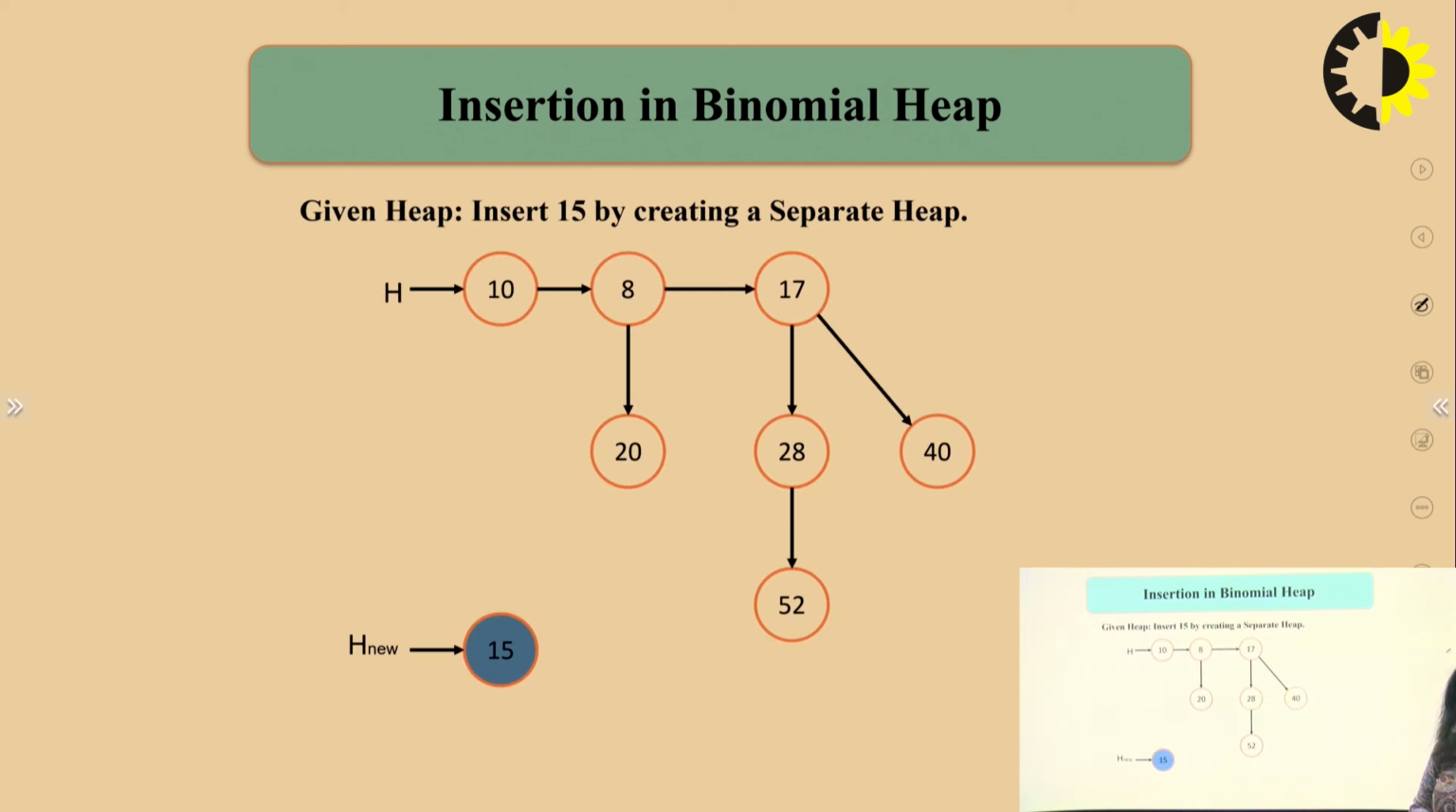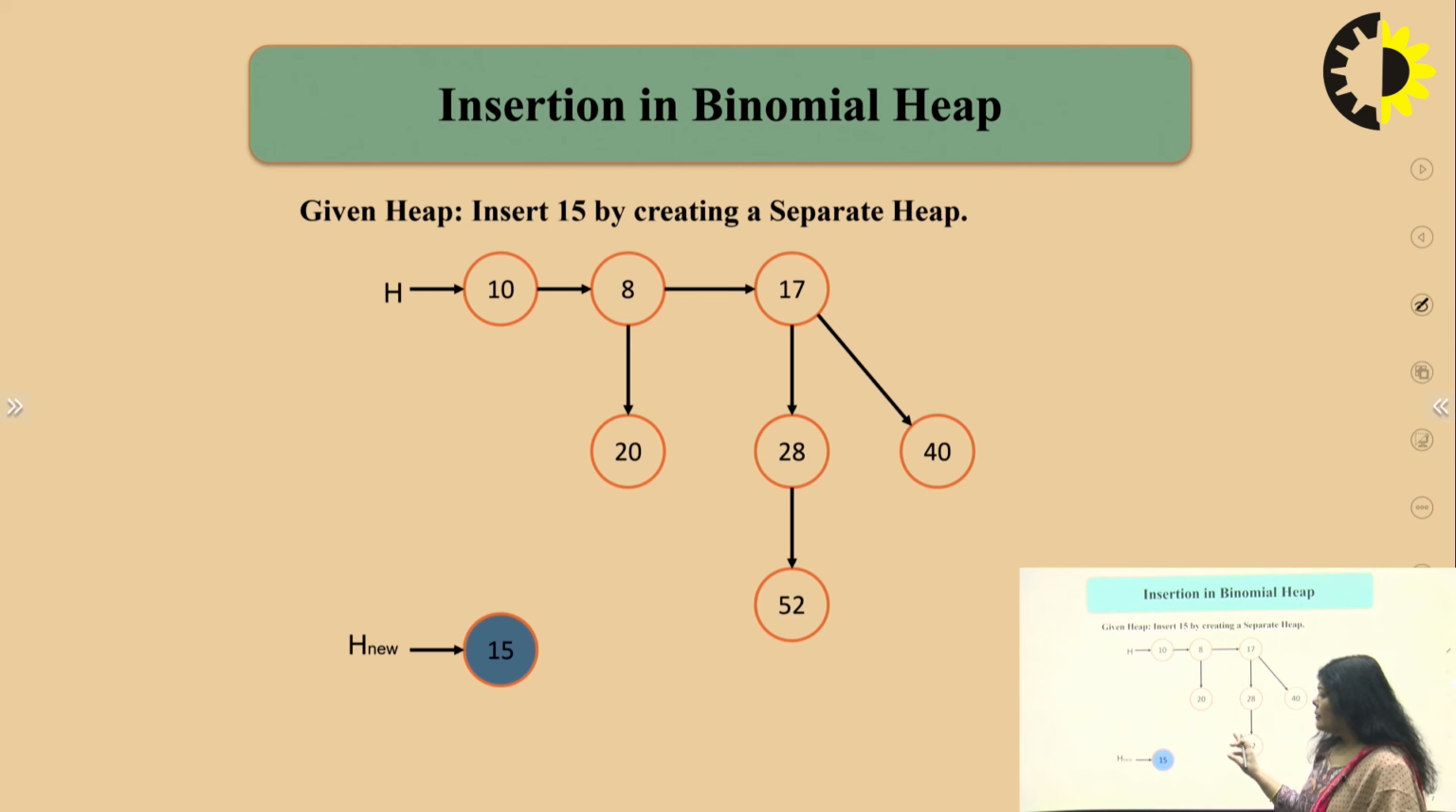So let's take one example of how to perform the insertion operation on the binomial heap. For example, we have been given a binomial heap like this, and this is the new node that we want to insert into this particular existing heap.